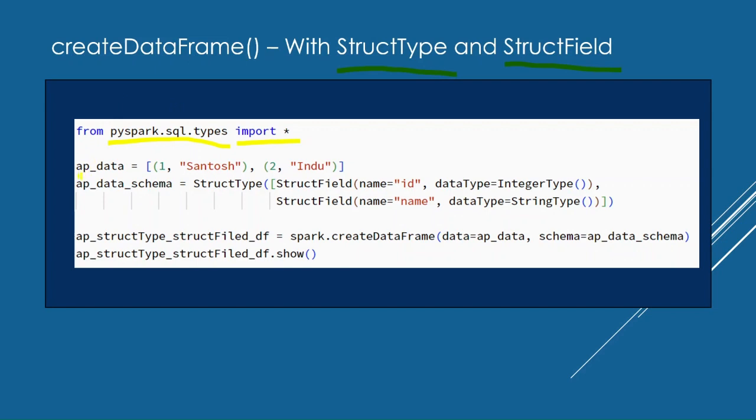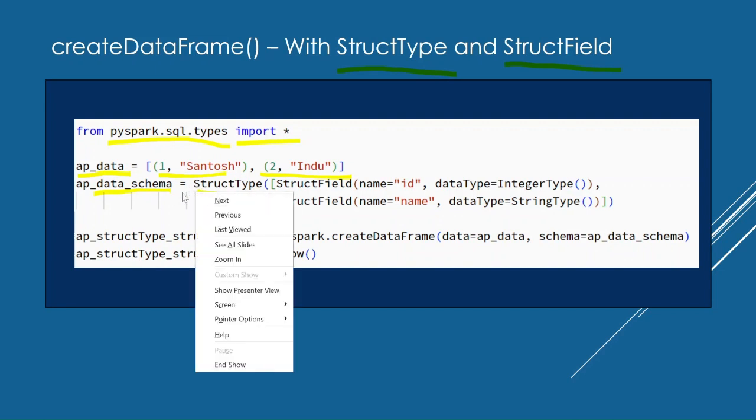Here, what we are doing, we are defining a list variable. We are creating two objects in the list variable and we are defining a schema. Earlier, how we created the schema, we just provided the names of the columns, and the names of the columns were ID and name. But here we are defining a custom schema.